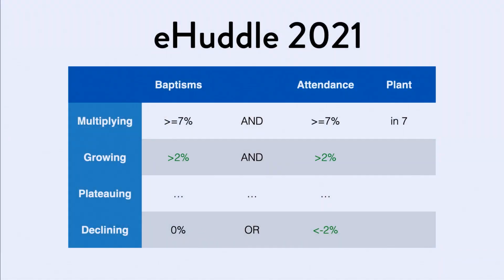So, as Jose mentioned, the standard that we're using comes out of eHuddle. The discussion started in 2020, and we came to a conclusion in 2021. This is a summary of what he said. Notice, declining is an or, not an and. All you need to do to step from declining to plateauing is increase your attendance, well, don't decrease by more than 2%, or just baptize one person.